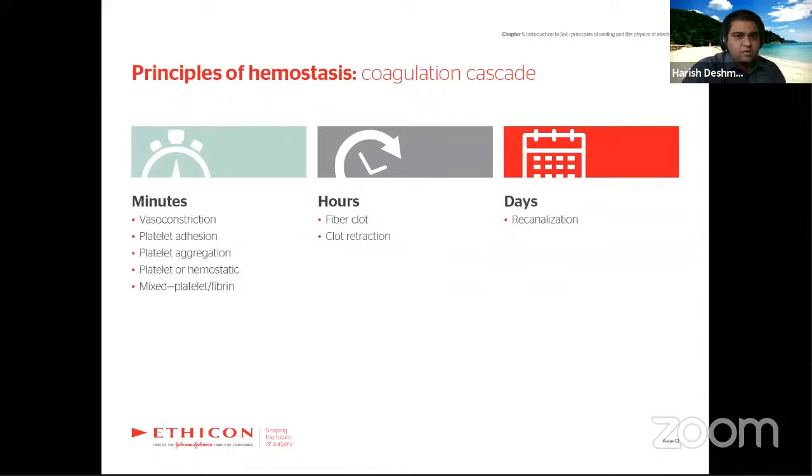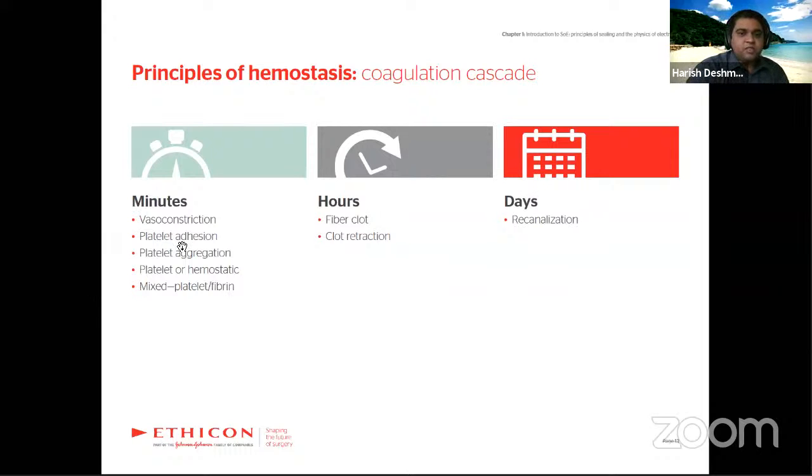Principles of hemostasis: there is a coagulation cascade. As you know, there are different factors when it comes to coagulation. There are a total of 14 factors which affect the overall coagulation at any site of the body. What takes minutes is vasoconstriction, platelet adhesion, platelet aggregation, and hemostatic plug formation. Then it takes hours to form a fibrin clot and clot retraction. It takes some days for recanalization.